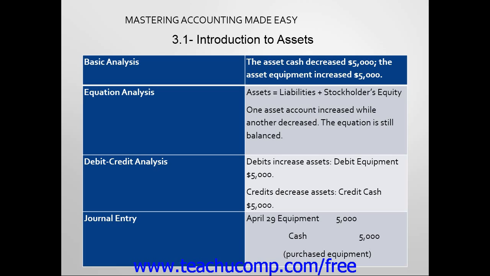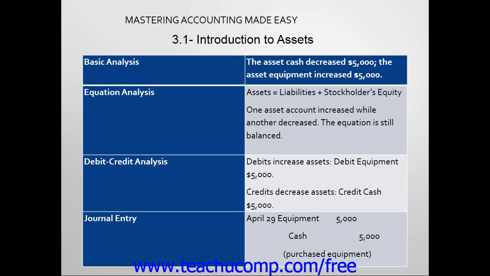The next step is to think about the basic accounting equation. Assets equals liabilities plus stockholders' equity. In our example, one asset account increased while another decreased. This means that our equation will still balance.